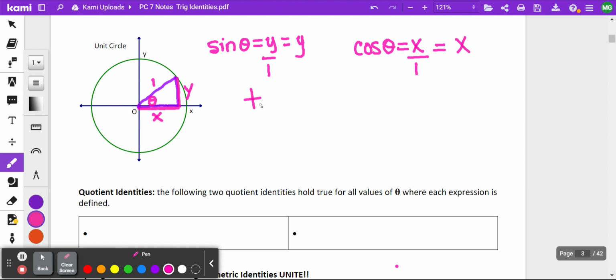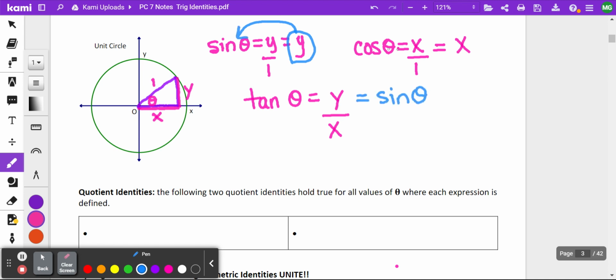Therefore, let's take a look at tangent of theta. Tangent of theta equals opposite over adjacent. But what do we know? We know that y is the sine of theta. And we know that x is the cosine of theta. So really, the tangent of theta equals the sine of theta over the cosine of theta.